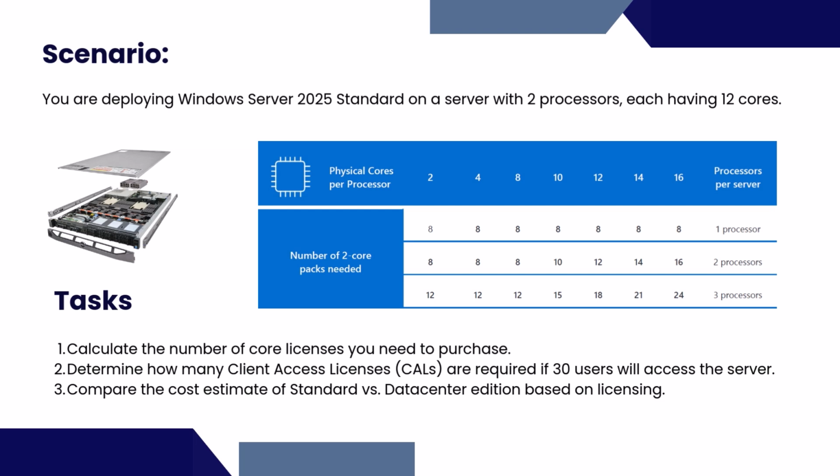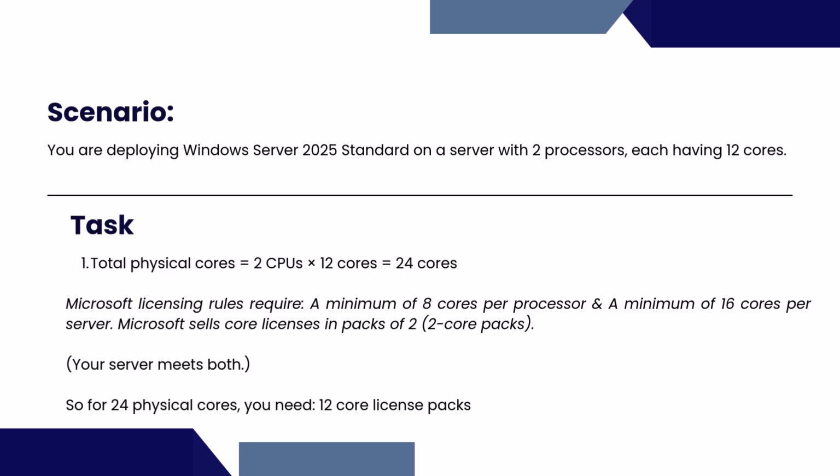Let's do the math. This server has 2 CPUs. Each CPU has 12 cores. So in total, we have 24 physical cores. Microsoft requires that you license at least 8 cores per CPU and at least 16 cores per server. Our server meets that rule. Microsoft sells licenses in packs of 2 cores. So to license 24 cores, we divide 24 by 2. That means we need 12 core license packs. That's your licensing requirement for the server.